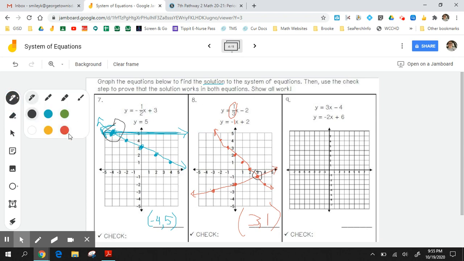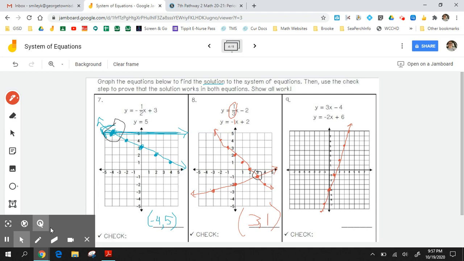So try number 9 if you have it printed out. If not, take a look at what I'm going to do here. So you can pause it if you want to. I'm going to start at the -4. This graph is definitely a little bit tinier. And I'm going to go up 3. 1, 2, 3, and over 1. I have to remember to go over 1 because remember it's rise over run. So 1, 2, 3, and over 1. And I'm going to continue. All right, so there's our line graphed.